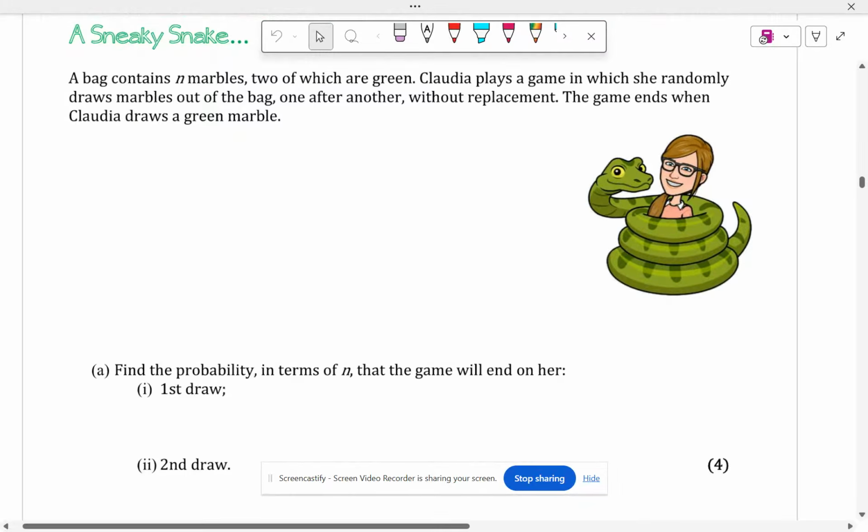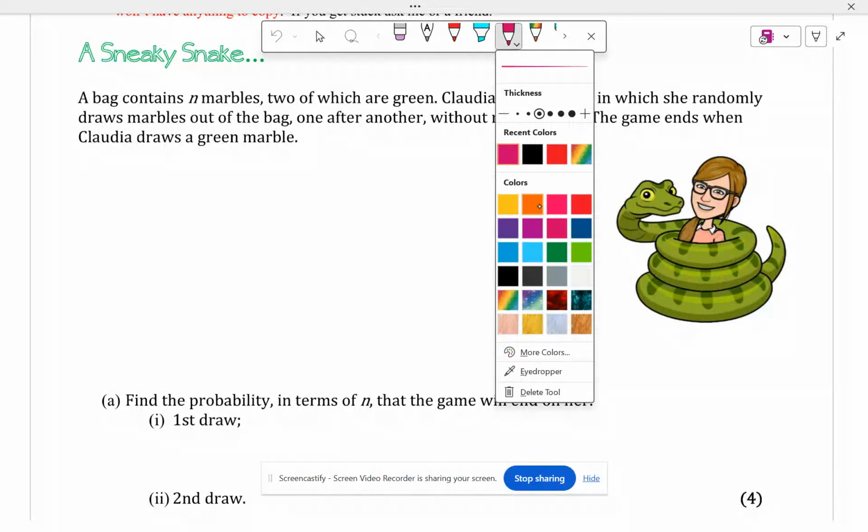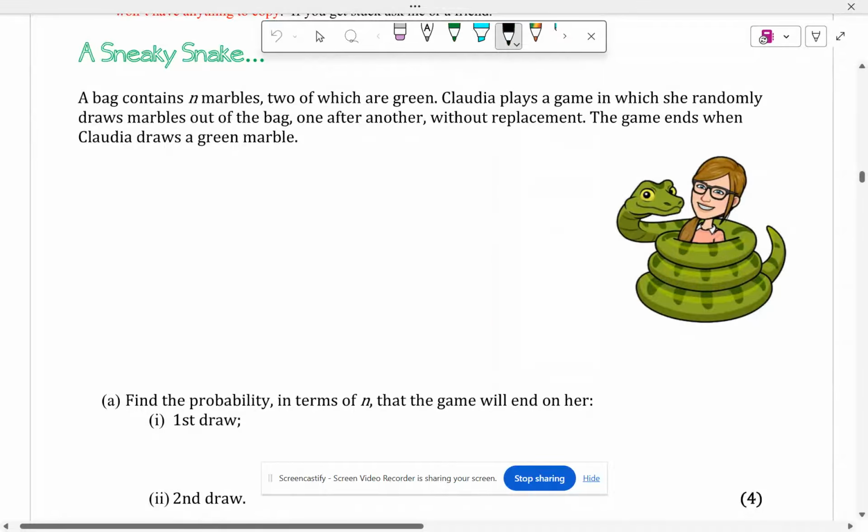It says, a bag contains N marbles, 2 of which are green. Okay. So out of N marbles, two are green.